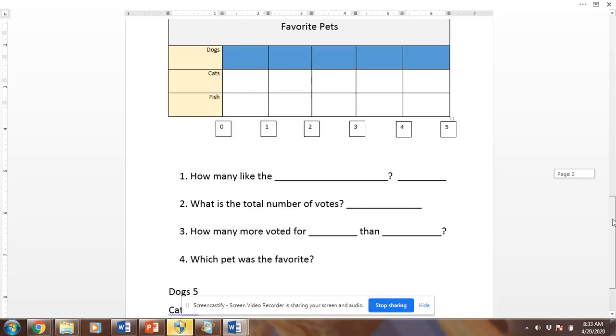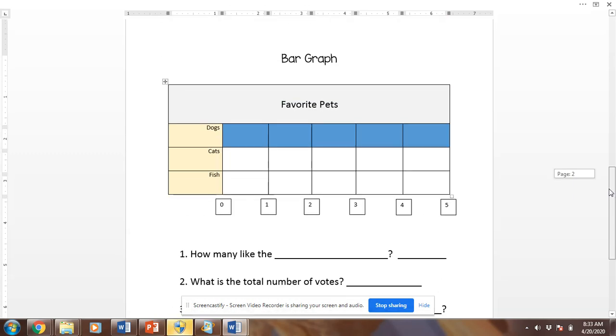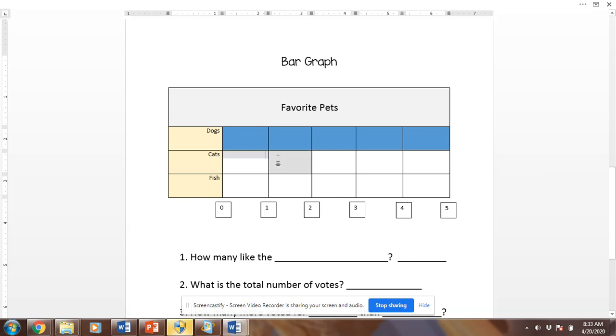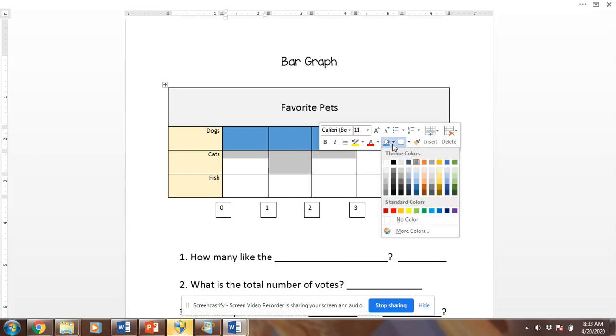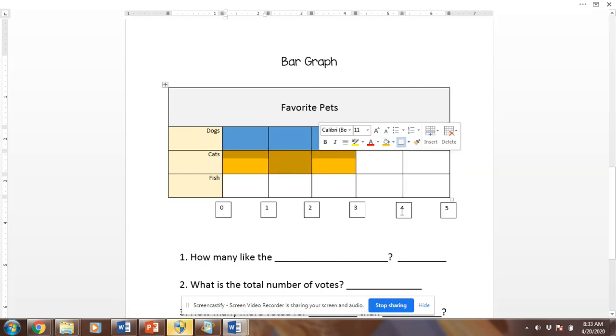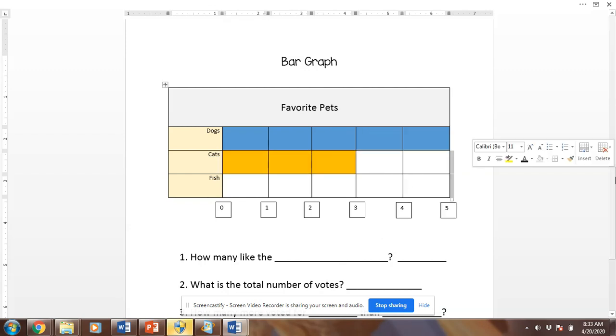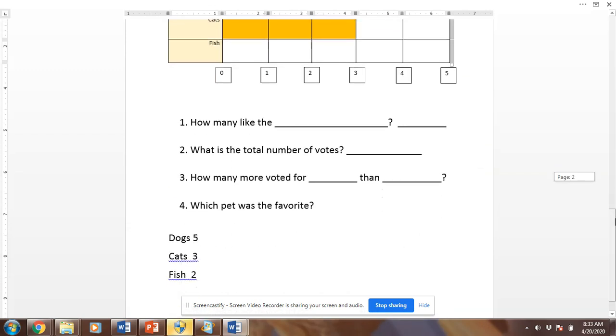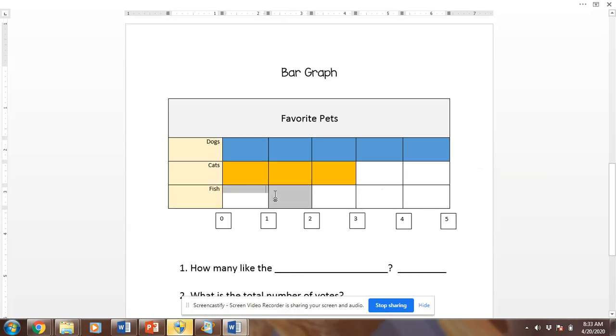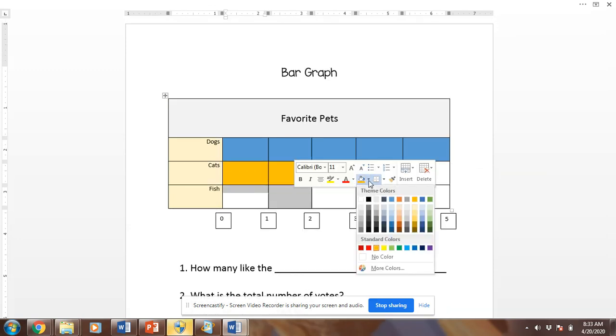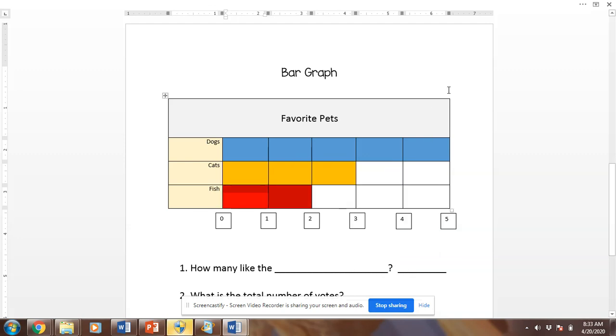So I'm going to go back down to cats. Cats, we have 3. All right, so I'm going to go up here. I'm going to go 1, 2, 3. There we go. And then I'm going to go over here and fill it again. This time I am going to fill with an orange. Okay, there's our orange. And then my last one were fish. So my fish are 2. So 1, 2. And let's do this one a bright red. Okay. There we go, boys and girls.